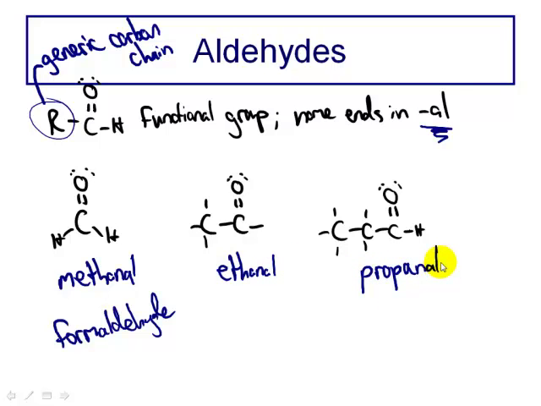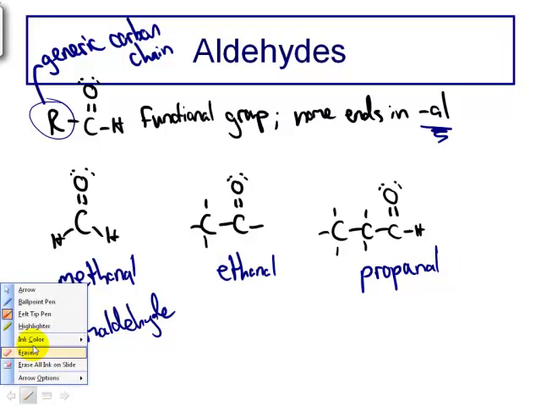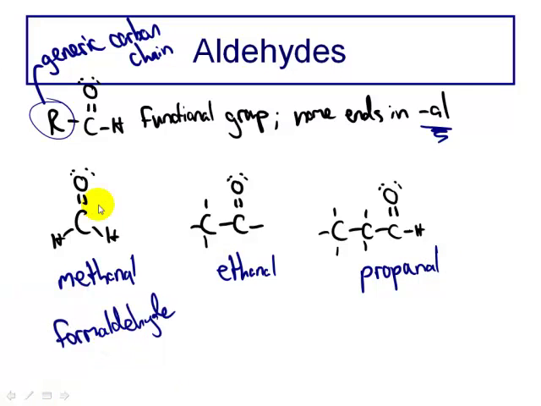Now, a couple things I'd like to point out about aldehydes. If we think about the bonding that is present in here, this carbon, if we look at it, is not sp3 hybridized. It is sp2 hybridized. And what that means is that the geometry around this carbon atom is going to be trigonal planar. And so this bond angle and this bond angle and this bond angle here is going to be something in the vicinity of 120 degrees.